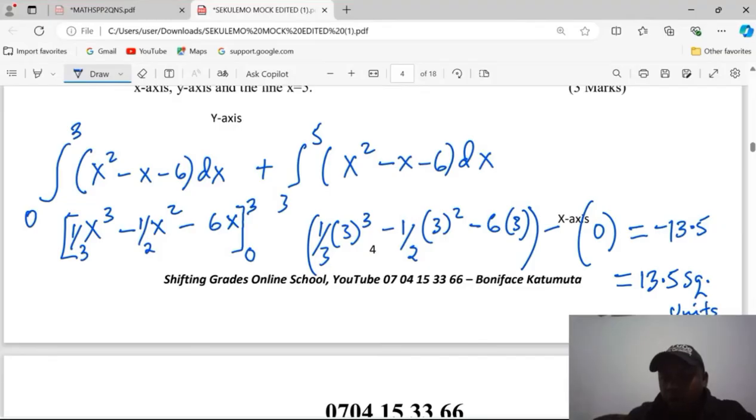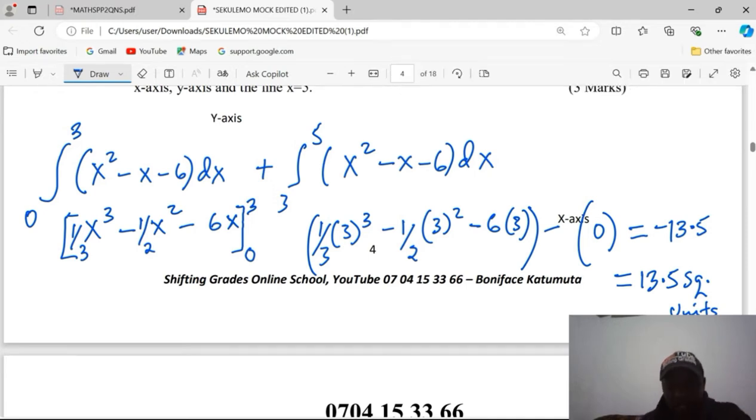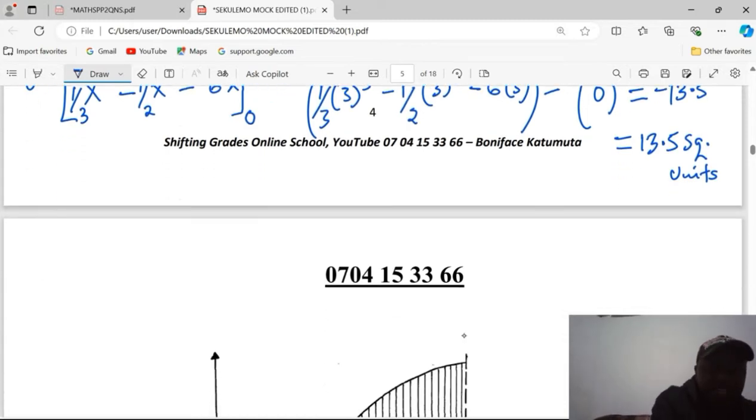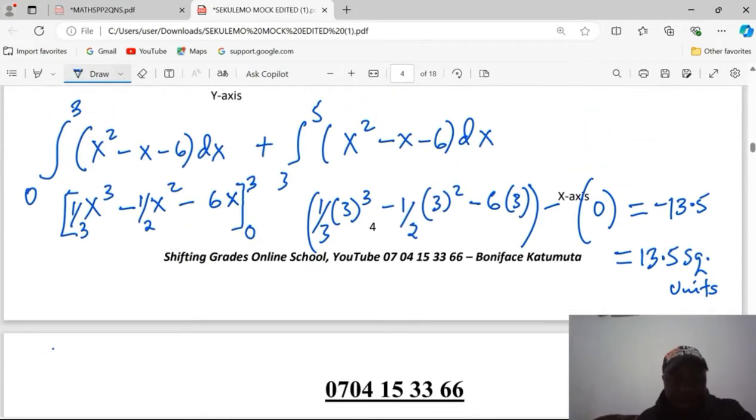So we now forgo the sign and we adopt the size of the area. The negative is just to show where the area is located below the x-axis. Now we are taking the same function because we already have the function integrated. Now we are going to fix from 3 to 5.